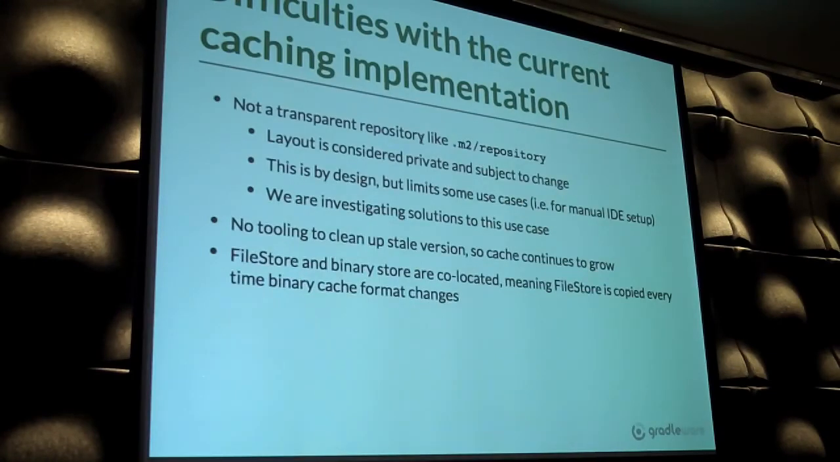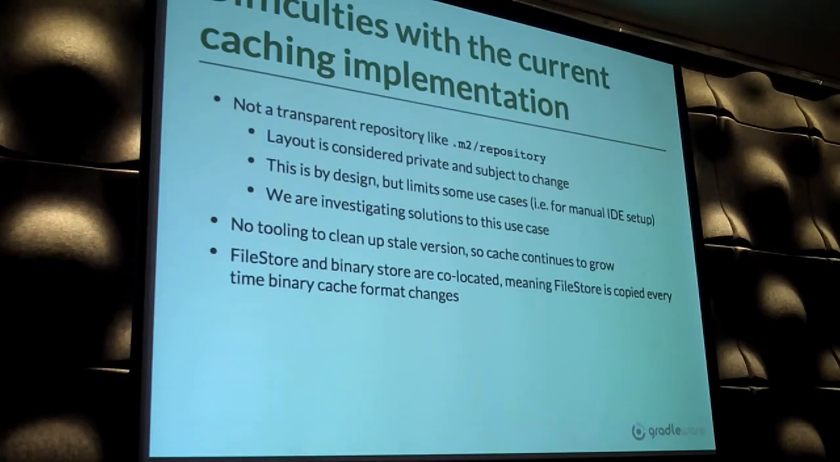Right, so some issues or difficulties with the current implementation of caching. The first thing is it's kind of a misunderstanding in some ways, but it's also something we do recognize: it's not a transparent repository. It isn't like the M2 repository. We do reserve the right, I guess, to change it. It doesn't get changed very often, but we need to be able to optimize. We need to be able to keep making things better. But it does limit some use cases.